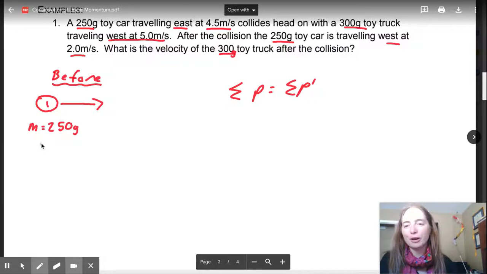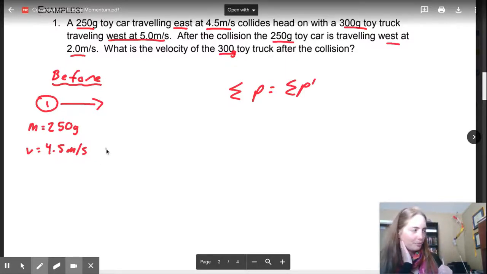So 250 grams is going 4.5 meters per second east. Now, east, ladies and gentlemen, that's standard to be positive. We've got east and west going on, so we'll stick with that. I'm going to make this positive. Well, guess what, guys? M and V. I can just calculate my P right now, my P of object 1.